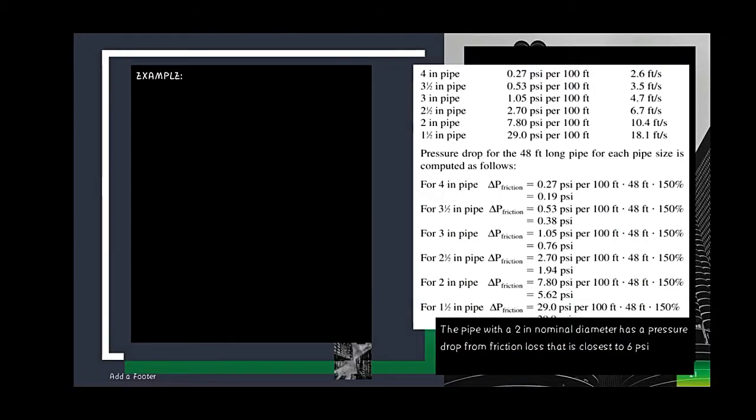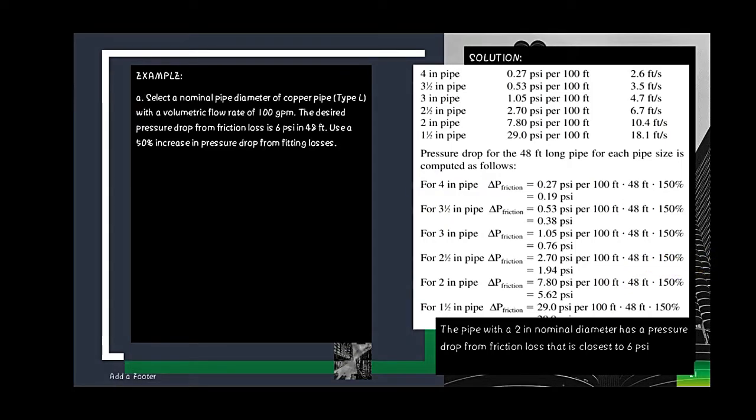So let's have an example. Select a nominal pipe diameter of copper pipe type L with a volumetric flow rate of 100 GPM. The desired pressure drop from friction loss is 6 psi in 48 feet. Use a 50% increase in pressure drop from fitting losses. So, may data na tayo dito. Galing ito dun sa friction chart na ipapakita ko sa next slide.